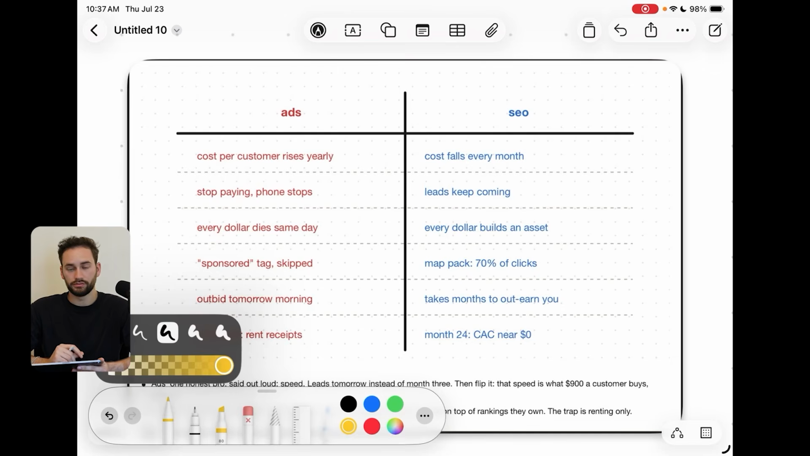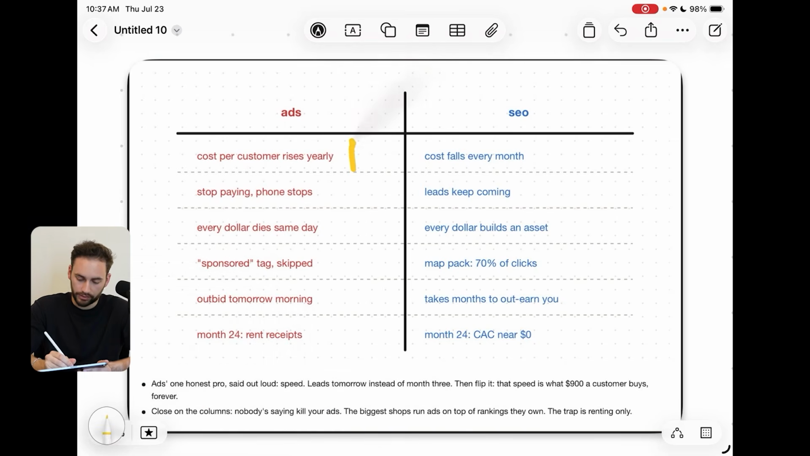So with ads, cost per customer rises yearly. It goes only up, right? That's not in our control. You stop paying on ads, the phone stops ringing. It's definitive. You have to rent the leads. The second you stop paying rent, you got to go. Instead of owning your house, when you're done paying out that mortgage, that initial investment period, you own it flat out. You don't have to pay rent anymore. You got utilities, upkeep, all that stuff. But the dollar dies the same day, right? There's no real compounding nature behind most advertising platforms.